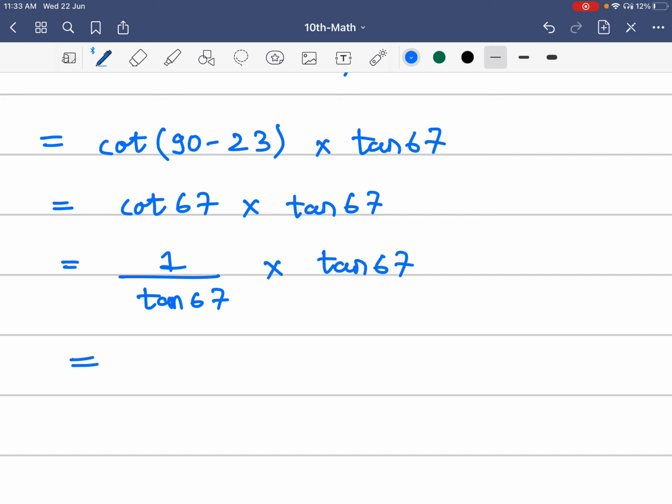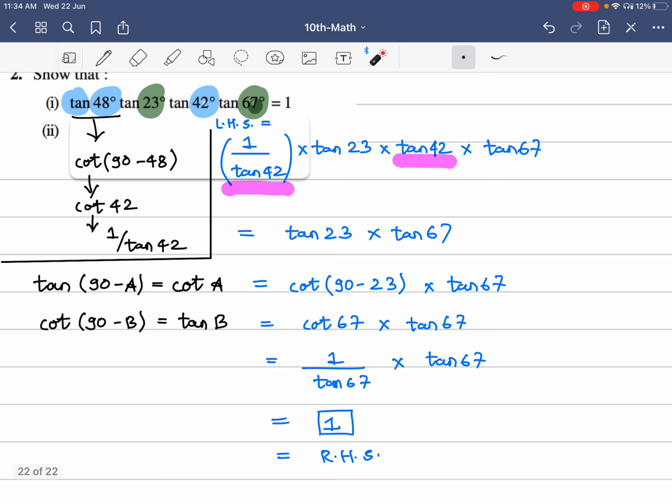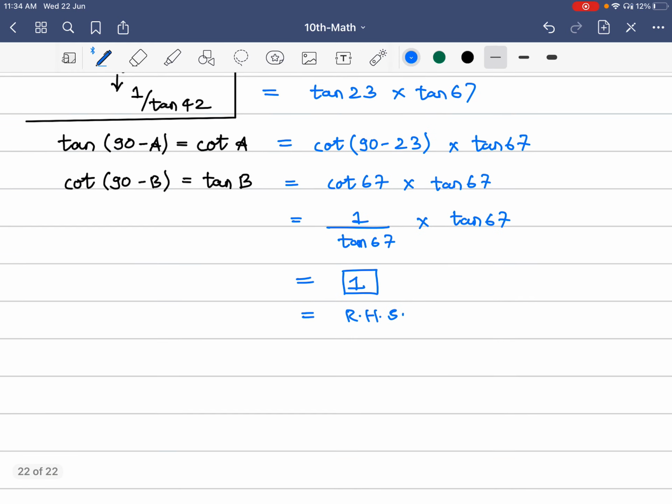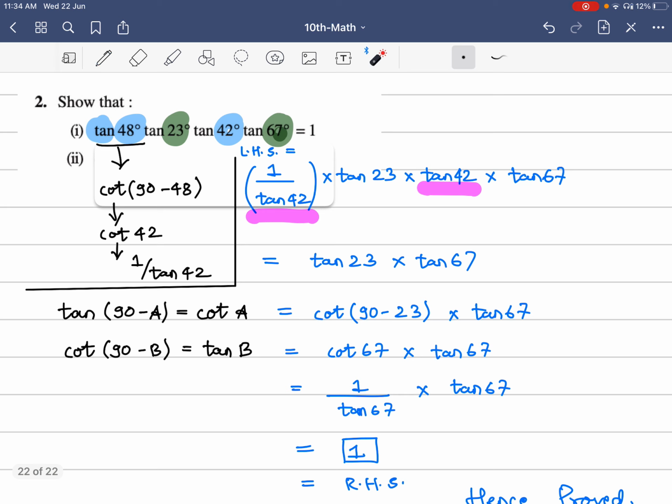And once again, they are going to cancel each other out and we are going to get 1. And this 1 is nothing but our right hand side of the equation. So we started with the left hand side of our equation with this whole big expression, and we solved, and we got 1, which is the right hand side of the equation, which is exactly what the question is asking us to. So thus proved, in fact we can write here, hence proved, that this expression is equal to 1.